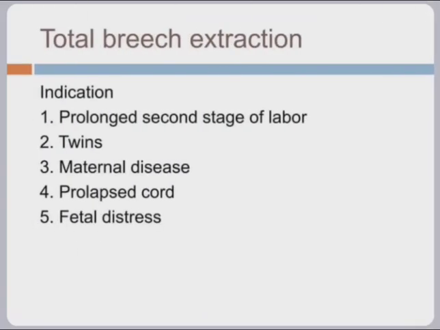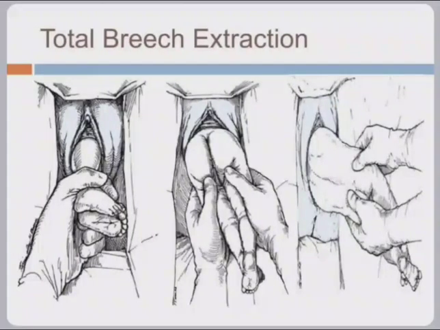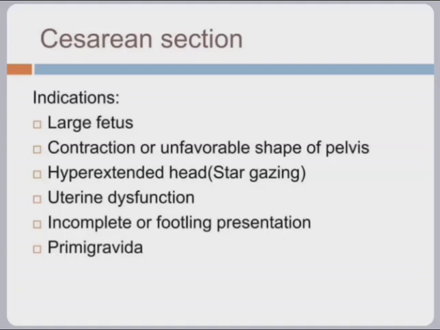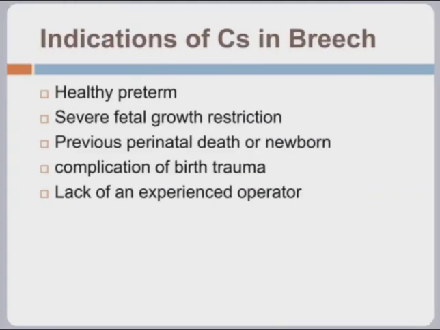Then total breech extraction. Indications: prolonged second stage of labor, twins, maternal disease, prolapsed cord, fetal distress. Total breech extraction is like this. Then cesarean section. Indications: large fetus, contracted or unfavorable shape of pelvis, hyperextended head, uterine dysfunction, incomplete or footling presentation, or primigravida. Then indications of cesarean section in the breech: healthy preterm, severe fetal growth restriction, previous perinatal death or newborn complication of birth trauma, then lack of an experienced operator.